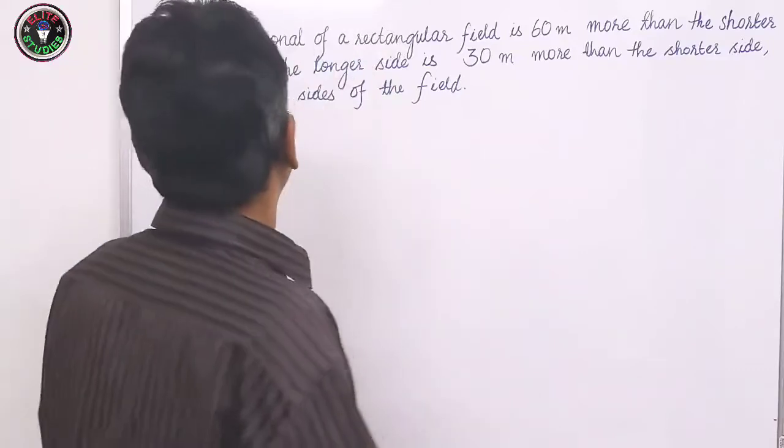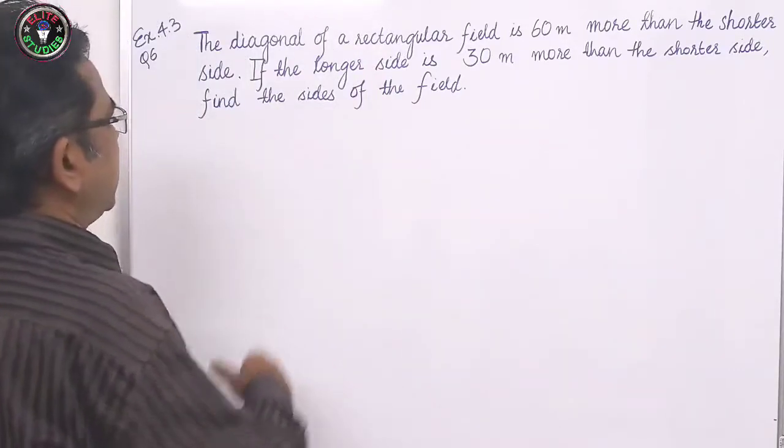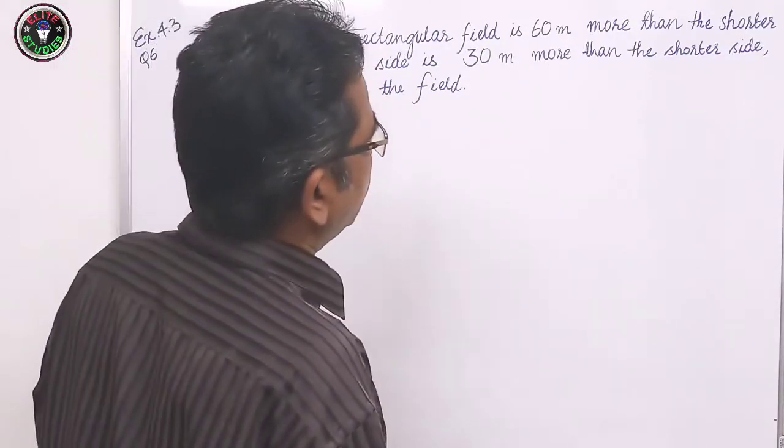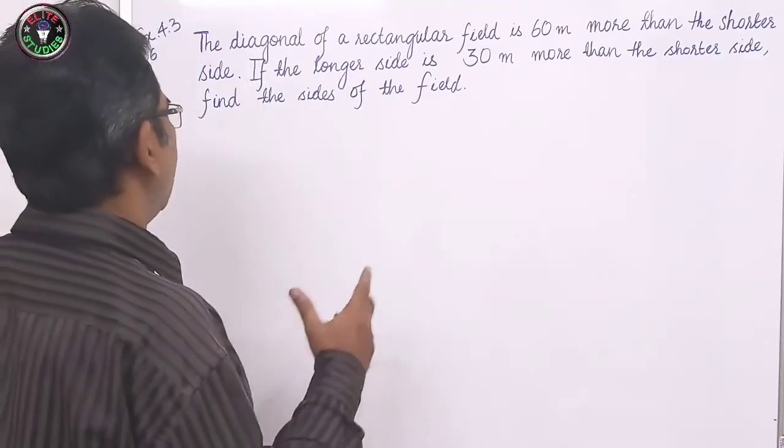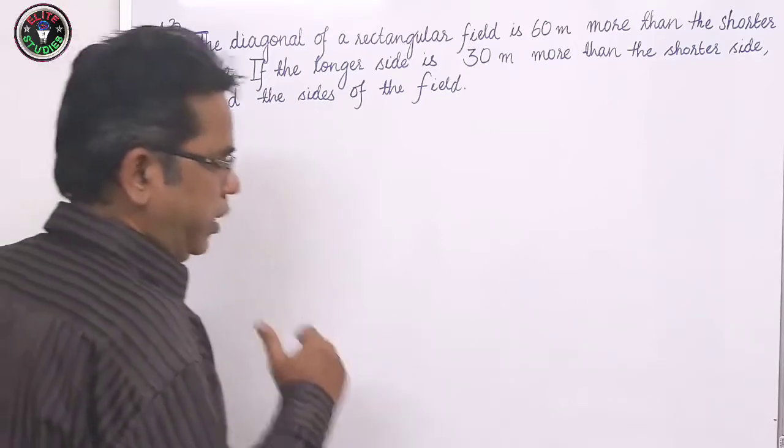Let's start. Question number 6 is, the diagonal of a rectangular field is 60 meter more than the shorter side. If the longer side is 30 meter more than the shorter side, find the sides of the field.